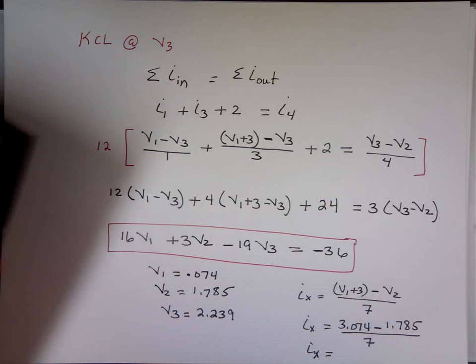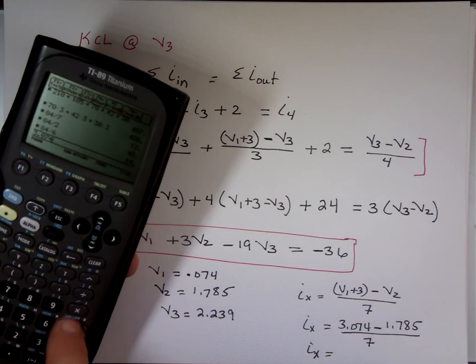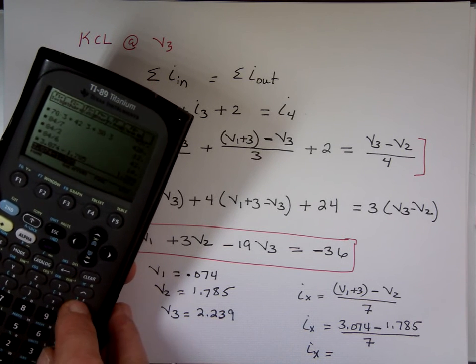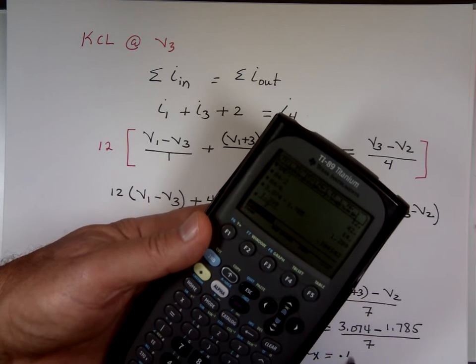So let's see, 3.074 minus 1.785, and take the answer and divide it by 7. I sub x is equal to 0.184 amps.